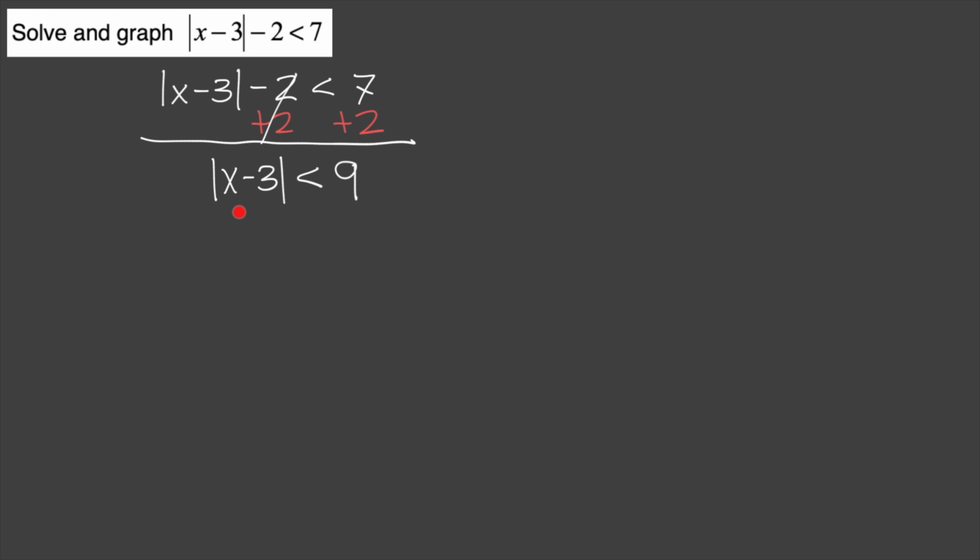So now we need to determine if this problem is an and or an or problem. Now our little trick is that we can just read the absolute value inequality right here, and determine if it's an and or or. So this inequality reads less than. So if you just add on a little d at the end there, it's less than. So this is an and problem.